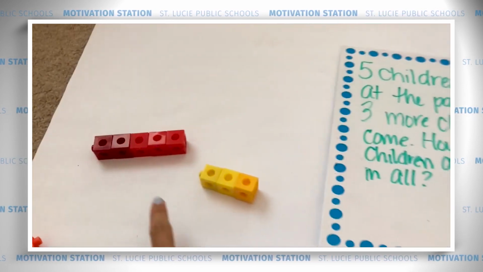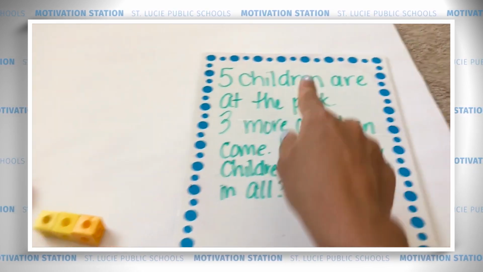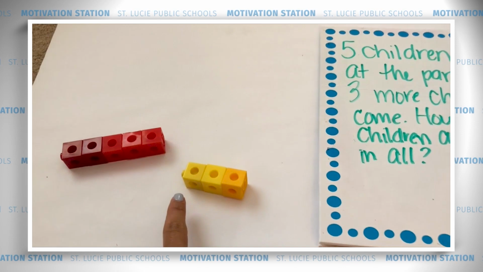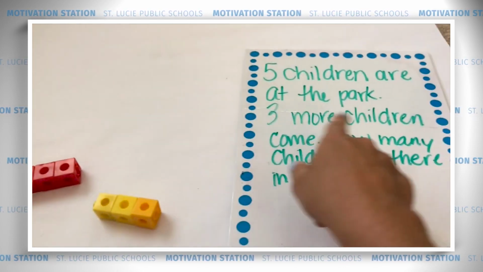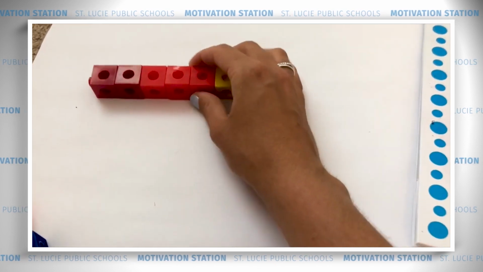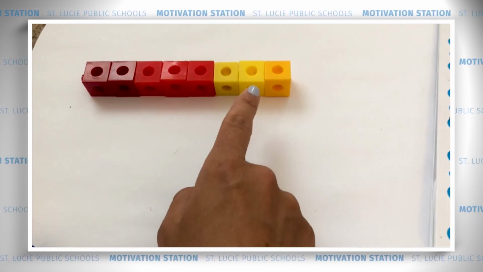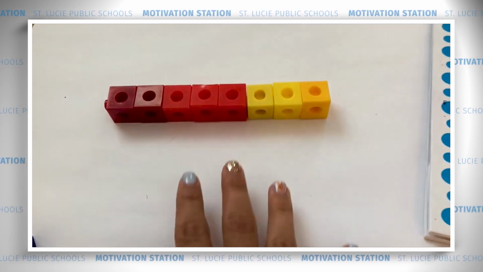Okay, so I've made one cube train of 5 for the 5 children that are at the park, and then I've made a cube train of 3 for the 3 more children that come to the park. And now I'm going to put them together. Okay, so now we're going to count them all together to see how many children are at the park.